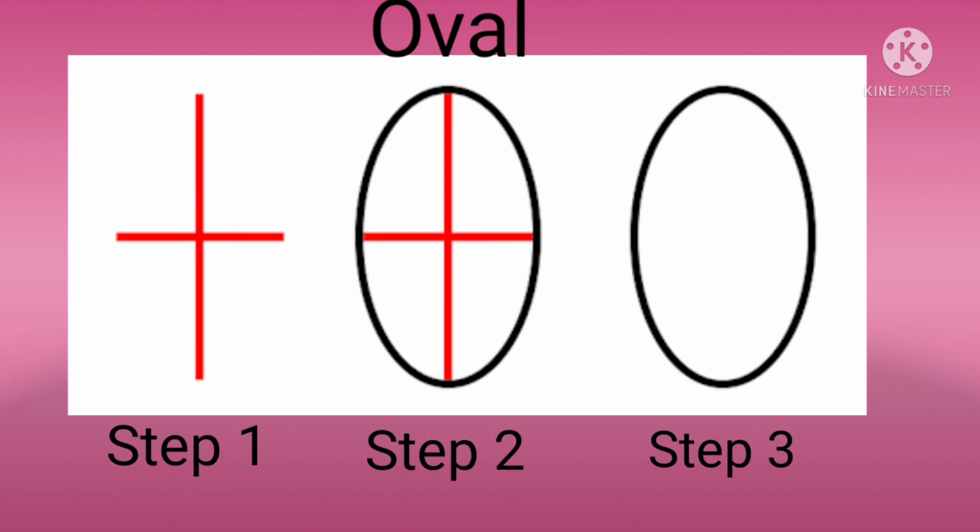Next shape is oval. Here are the steps how to draw an oval because it's little difficult to draw. So let's see. Step 1, then step 2, and then step 3. I hope now you can make oval easily.